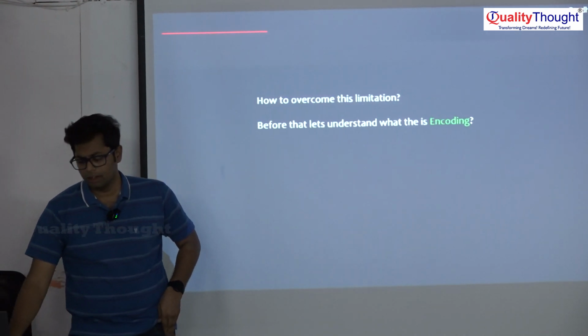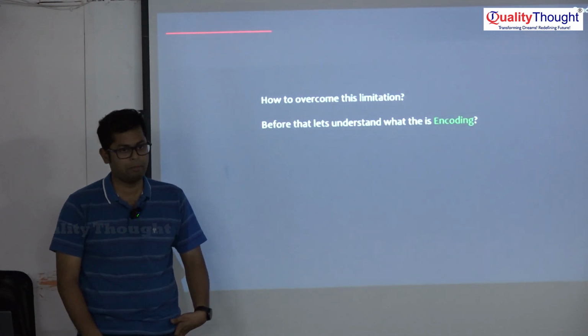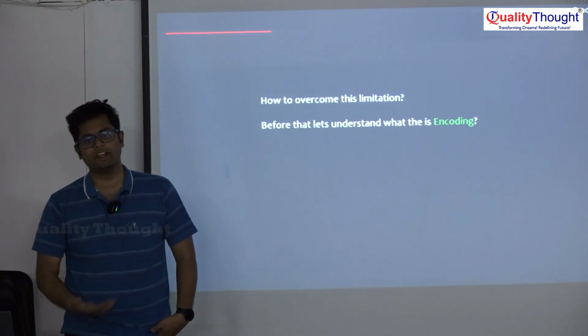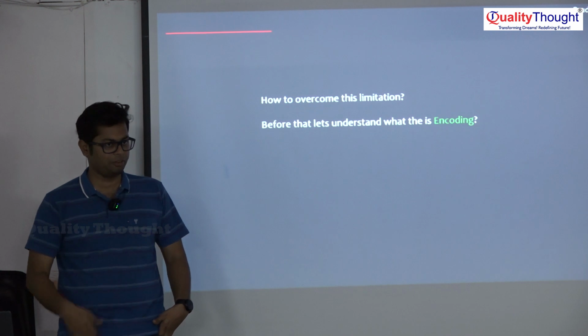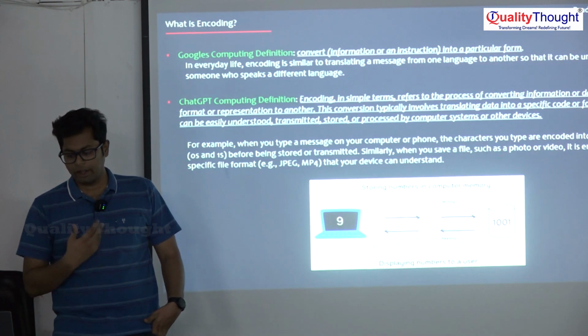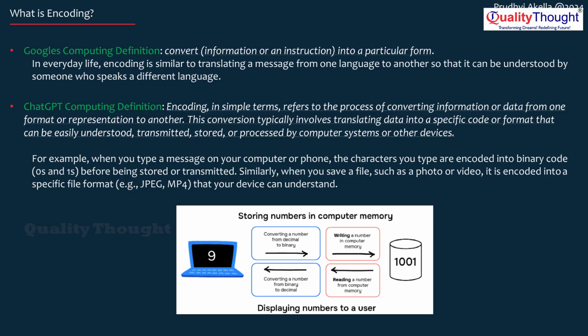Now, what is an encoding, by the way? First of all, what is an encoding? We keep saying ASCII encoding, Unicode encoding. We keep talking about encoding, correct? So what is an encoding first of all? According to Google, encoding is similar to translating a message from one language to another, so that it can be understood by someone who speaks a different language.